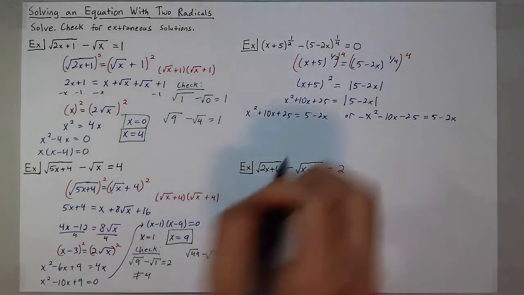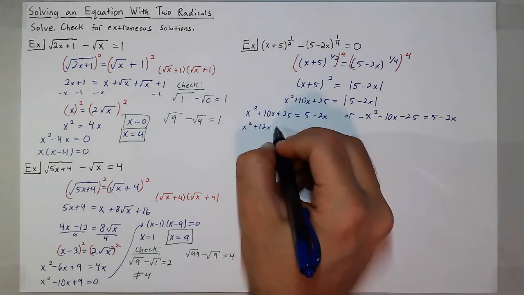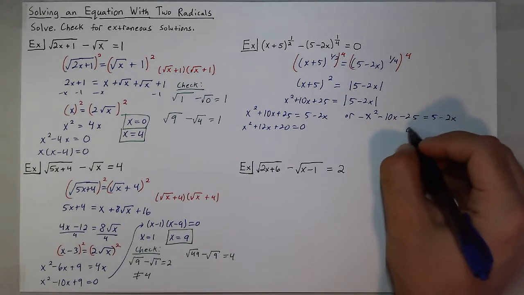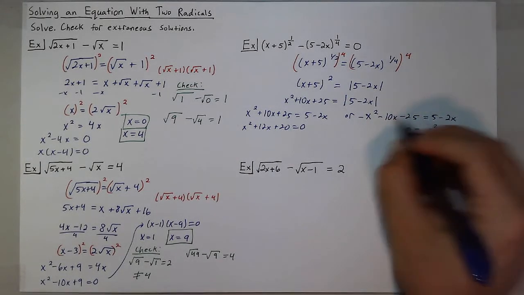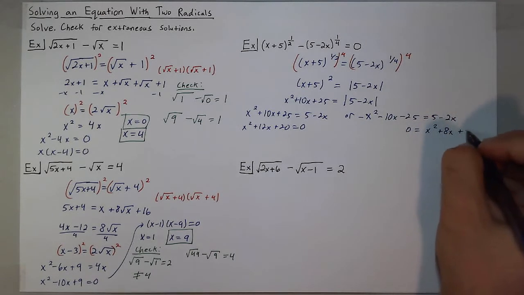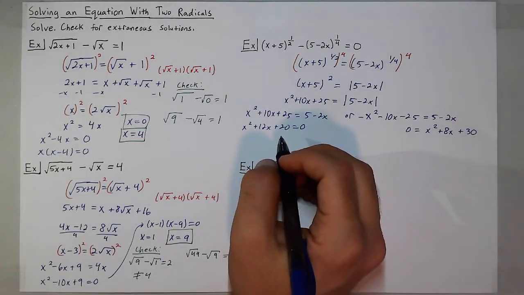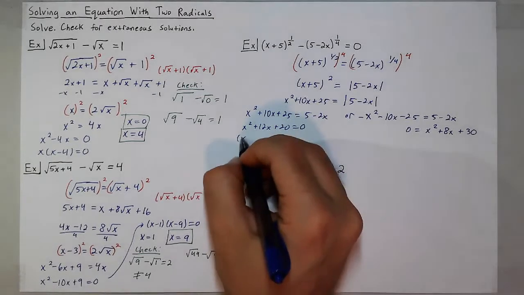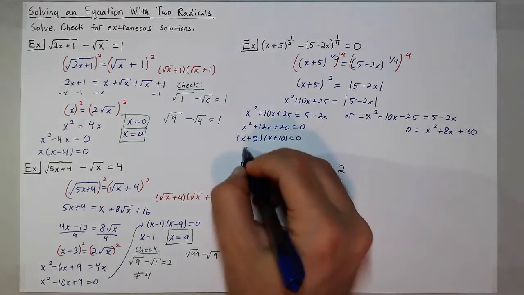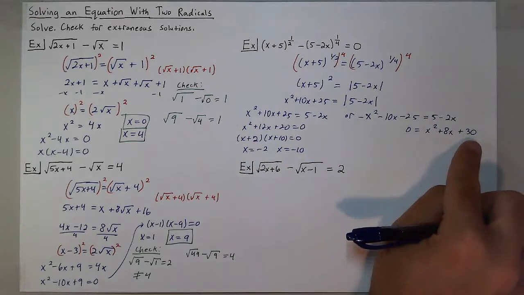Now, moving everything to one side in both equations, I'll have x squared plus 12x plus 20 is equal to 0. And on the right side, I'll have 0 is equal to x squared plus 8x plus 30. On the left side, this can be factored, I believe, into x plus 2 times x plus 10, which gives me the solutions negative 2 and negative 10. And on the right side, this cannot be factored.